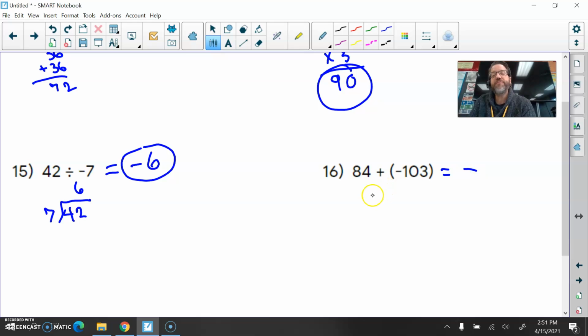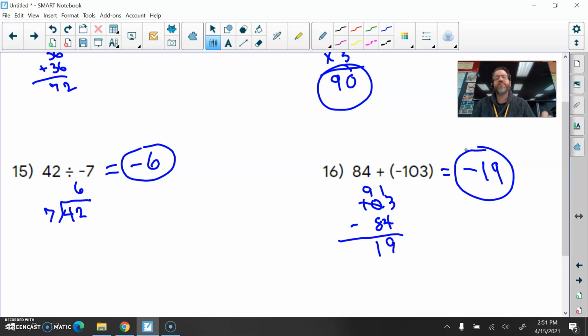So it'll be negative, and then how many more negatives are there than positives? We will subtract. 4 from 3, well, I better make this 10 into a 9, and then I can make this 13. 13 minus 4 is 9. 9 minus 8 is 1. So we have 19 more negatives than we have positives. So our answer is negative 19. Okay.